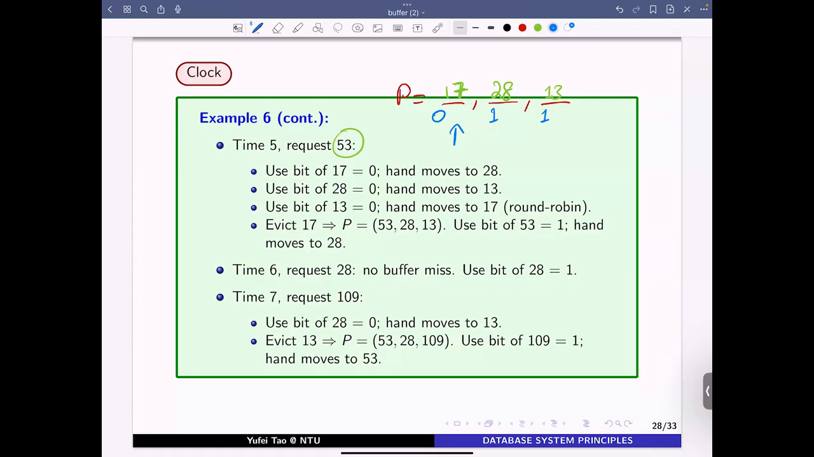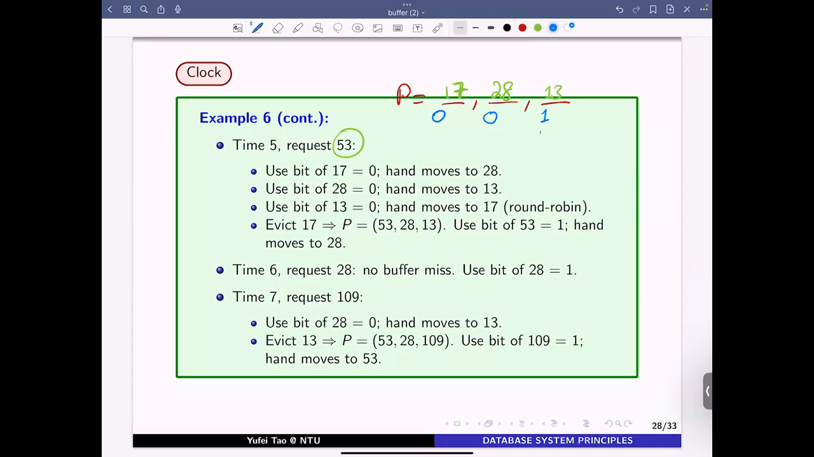After that, we have to move the hand. So sort of like we have punished 17, by resetting its bit to 0. But we don't actually remove it. So the next one goes to 28. This is the guy under danger now, but its bit is 1, and therefore we don't do the removal right away, but we reset its bit. And then we move the hand.